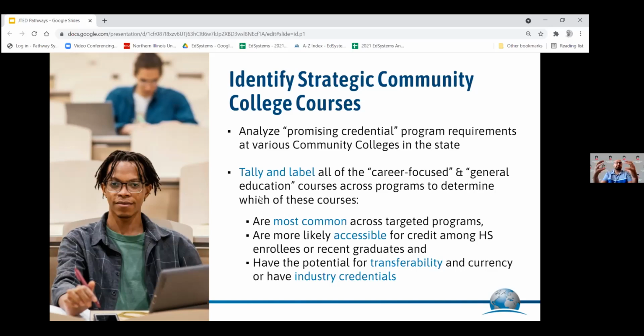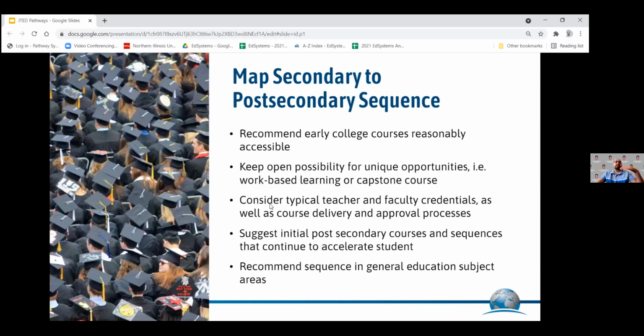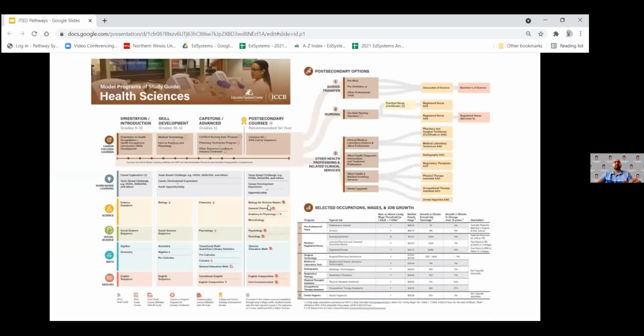So those model programs of study guides identify those strategic courses through a kind of process, and we talk about where and how you should be taking those courses, right? And I'll show you an example. This is the model program of study guide in health sciences. As you see here, it has on the bottom right the labor market information that I talked about earlier, some of the community college credentials and degrees that you can be getting on the top right-hand side of your screen. But I wanted to deep dive.